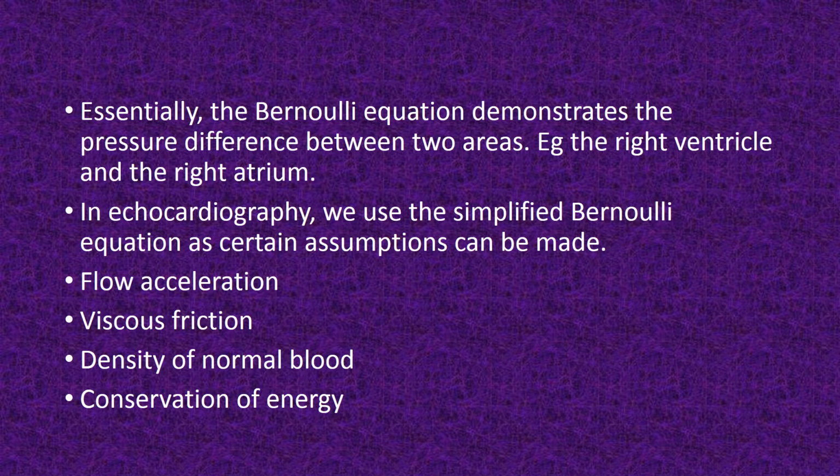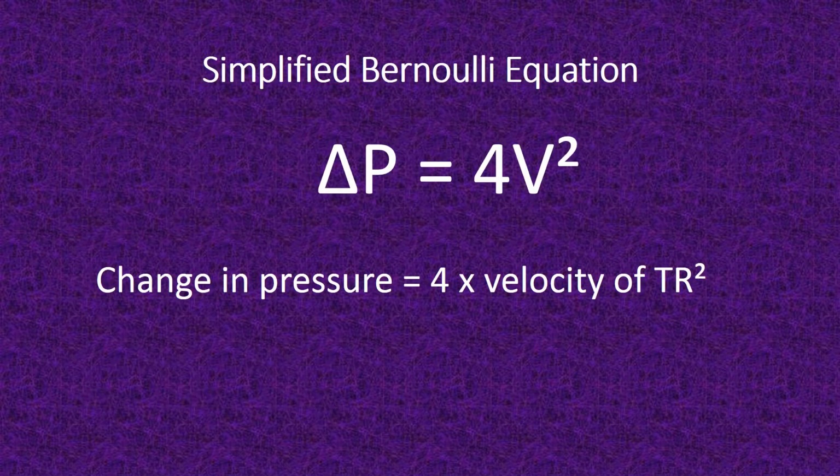In echocardiography, we use the simplified Bernoulli equation as certain assumptions can be made. Flow acceleration can be ignored as there is no acceleration at peak velocities. In the centre of a vessel, viscous friction is negligible. Density of normal blood can be ignored as blood is the fluid and its density is 4. And conservation of energy can be ignored as there is no energy transfer. Here is the simplified Bernoulli equation. The change in pressure is equal to 4v squared.